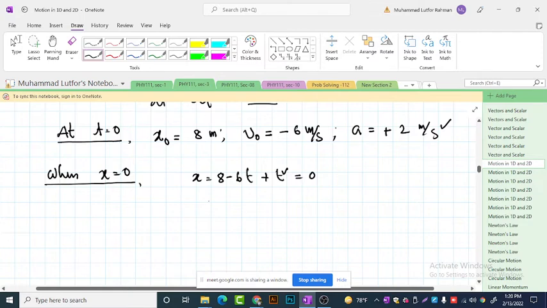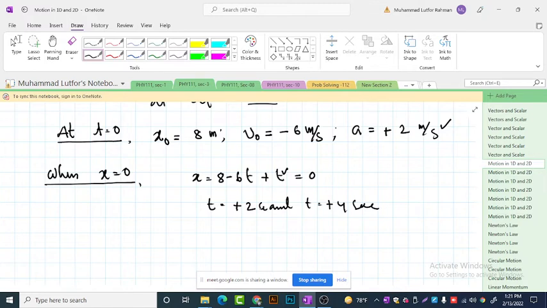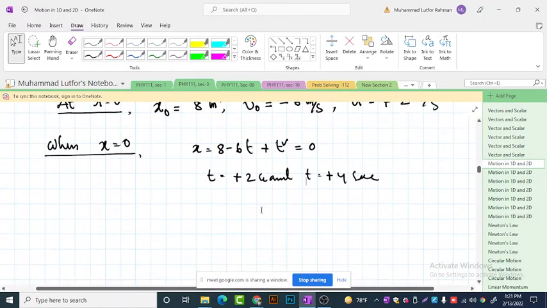Then if you solve, since it's a quadratic equation, you will find the 2 roots. You will find that t would be plus 2 and also plus 4 second. I should write down the unit over here, it's second. I'll take both roots because both are positive quantities, right? So how can it be possible? We'll do that one. That's very interesting.